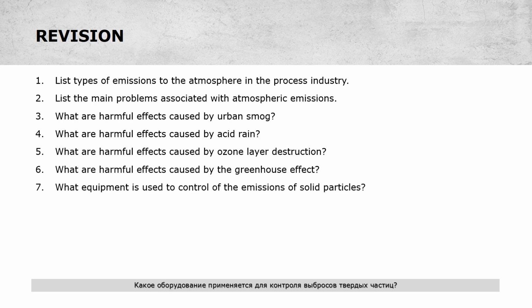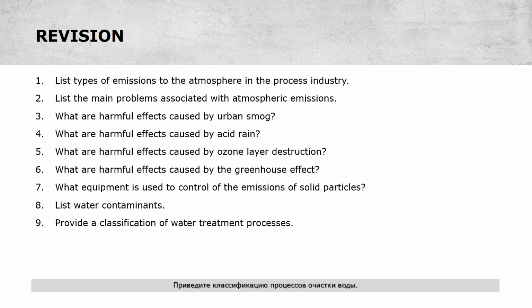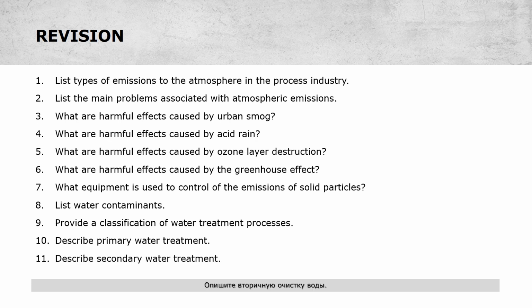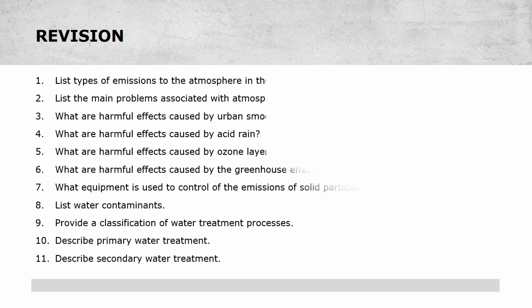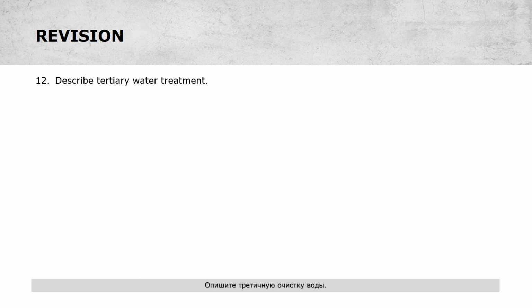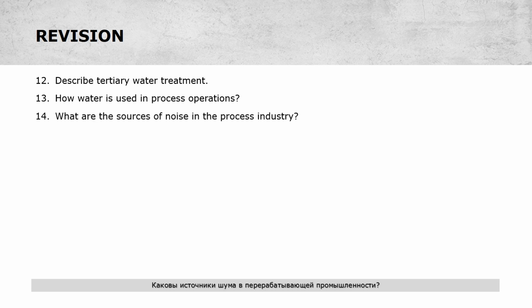What equipment is used to control the emissions of solid particles? List water contaminants. Provide a classification of water treatment processes. Describe primary water treatment. Describe secondary water treatment. Describe tertiary water treatment. How is water used in process operations? What are the sources of noise in the process industry? How can industrial noise level be reduced?